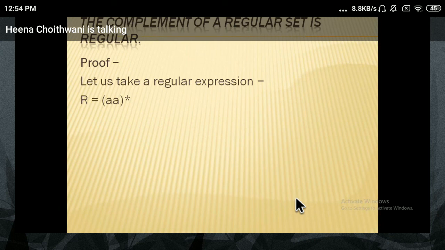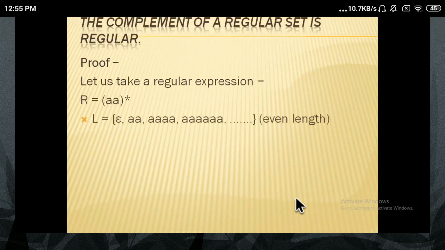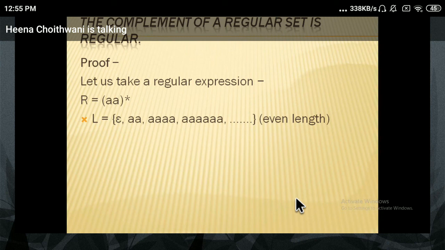So we have AA star. If we say it is AA star, my language will become AA, 4 times A, 6 times A. That is all possible strings of A of even length, right? Check here, including epsilon, because we have star and we won't have any fixed A or AA. Right? What will be the complement of this?